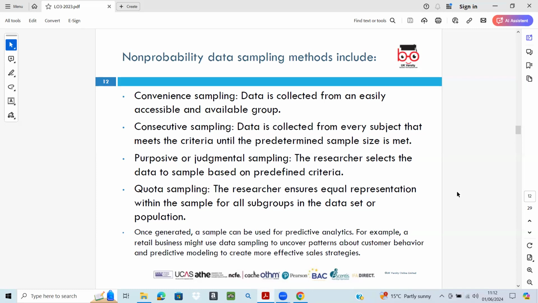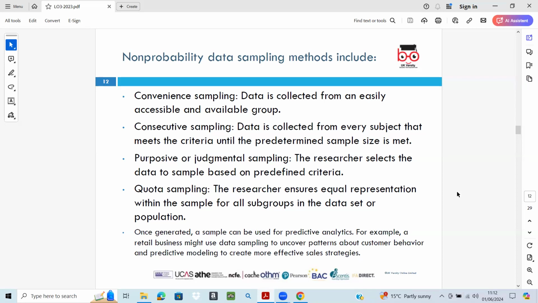Then we have quota sampling. As for its application, it's useful for ensuring each subgroup within a population is proportionally represented in the sample.